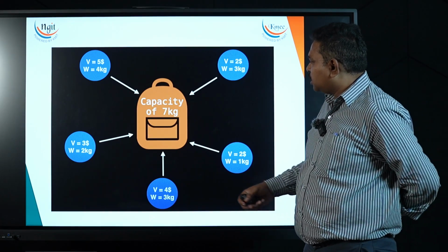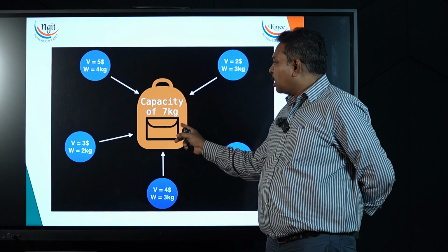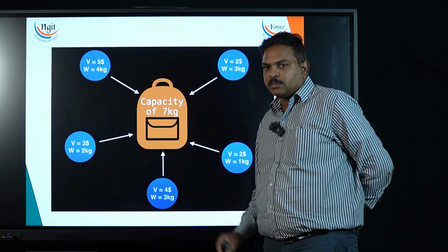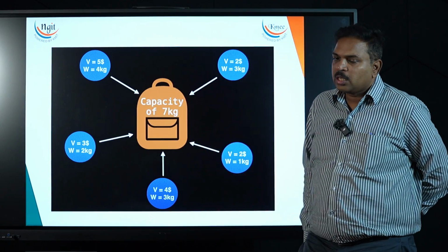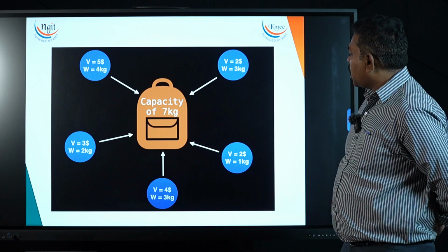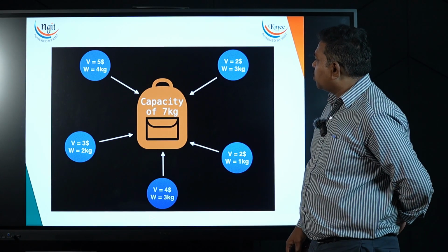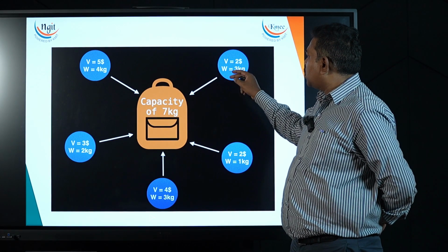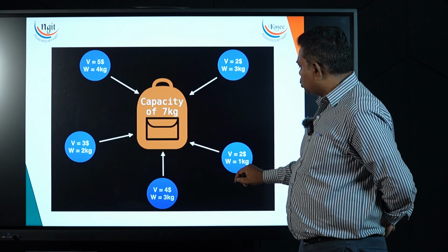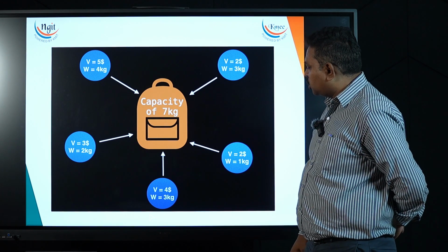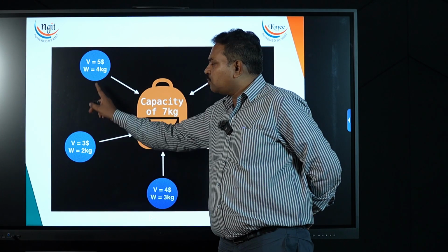Now here the knapsack is nothing but a bag, and the capacity of the knapsack is 7 kgs. Now I have 5 items to put in this bag. Each item has its own value and weight. Suppose one item is worth $2 and its weight is 3. Another item is worth $2, and the weights are 1 kg, 3 kg, 2 kg, 4 kg.